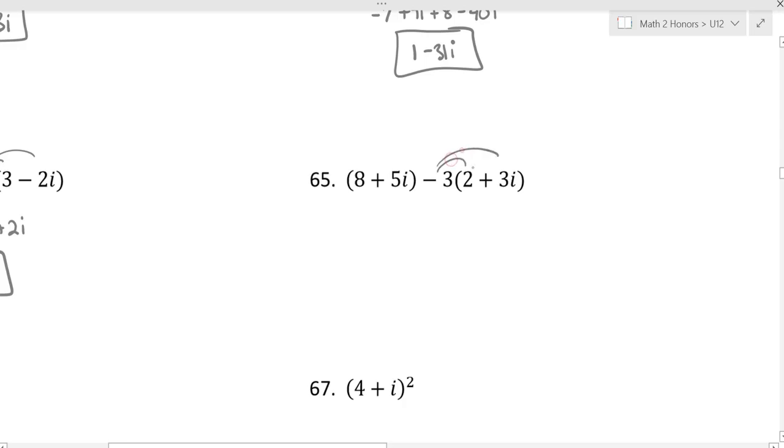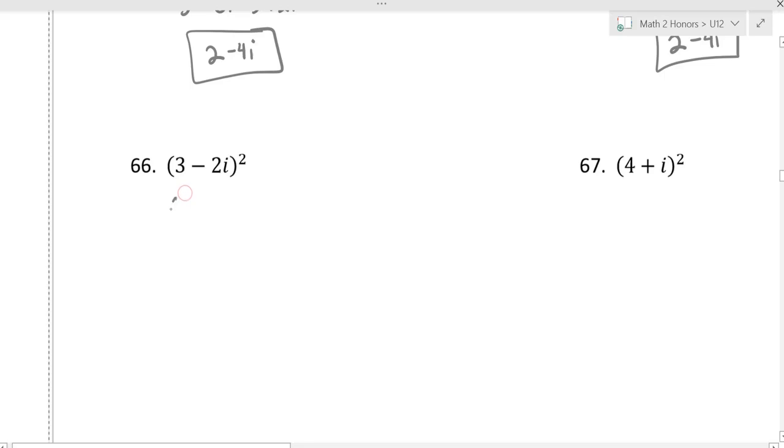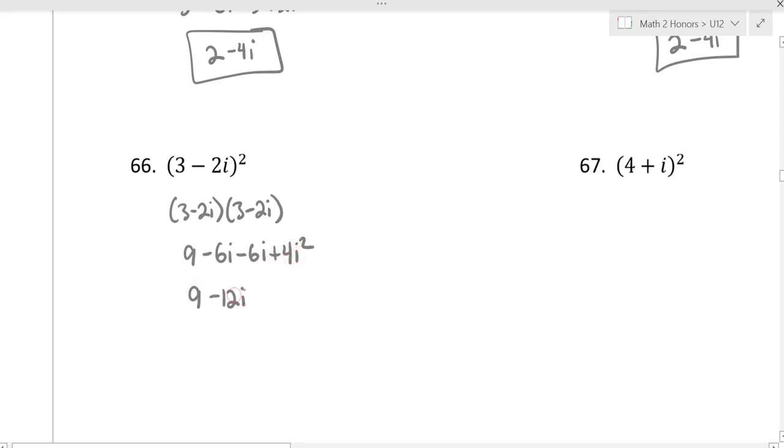65, distribute the negative 3. You get 8 plus 5i minus 6 minus 9i. 8 minus 6 is 2, and 5 minus 9 is negative 4. So 2 minus 4i. 66, this is 3 minus 2i squared. So distribute. 3 times 3 is 9, minus 6i minus 6i plus 4i squared, which is 9 minus 12i minus 4, because i squared is negative 1. 9 minus 4 is 5.